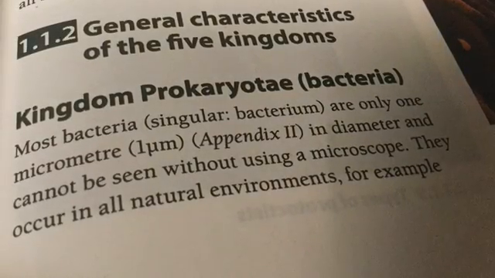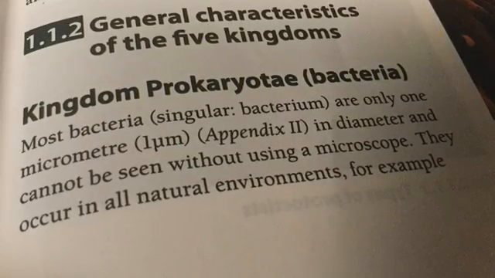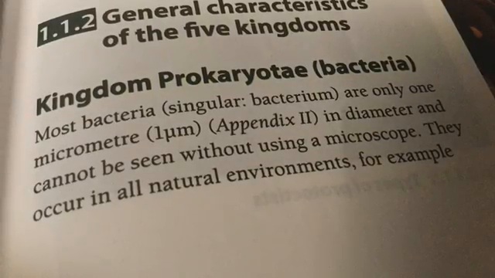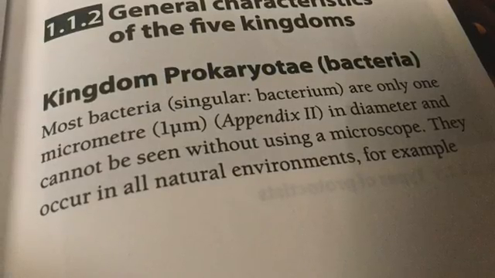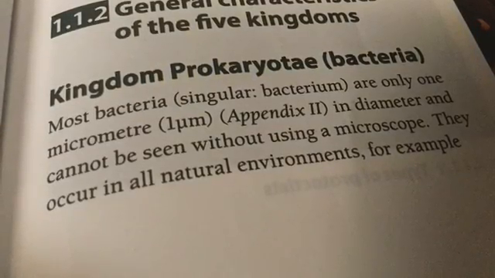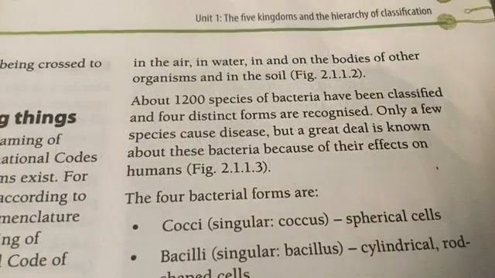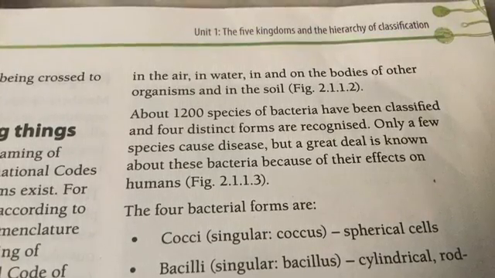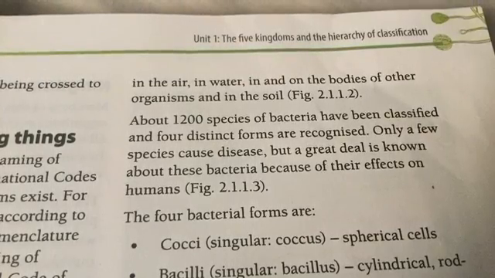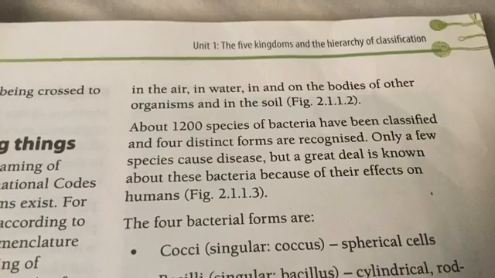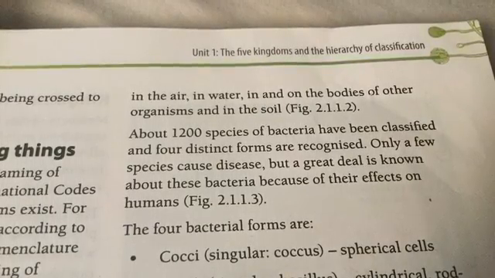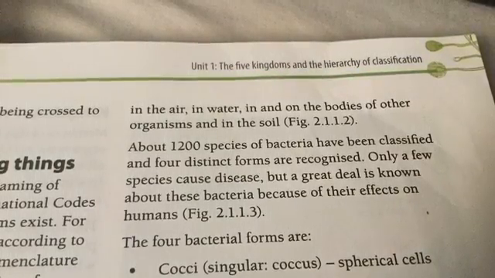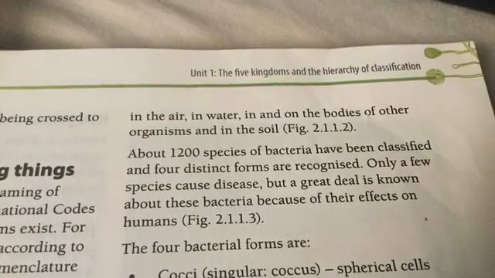Kingdom prokaryote. Most bacteria, singular bacterium, are only 1 micrometer in diameter and cannot be seen without using a microscope. They occur in all natural environments. For example, in the air, in water, in and on the bodies of other organisms, and in the soil. About 1,200 species of bacteria have been classified and 4 distinct forms are recognized. Only a few species cause disease, but a great deal is known about these bacteria because of their effects on humans.